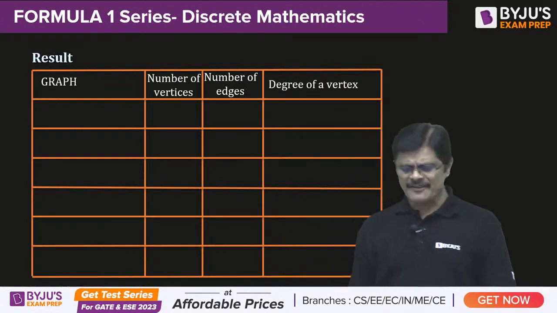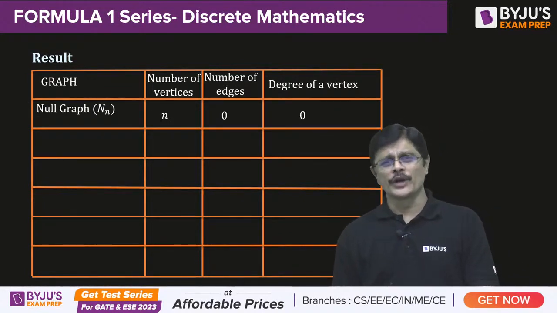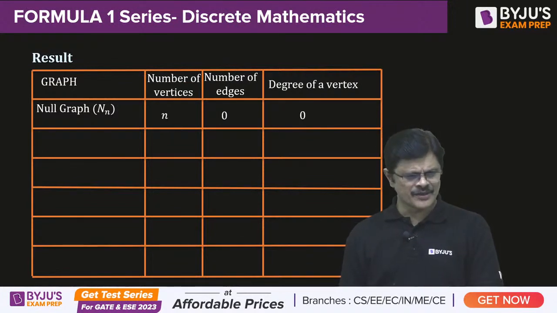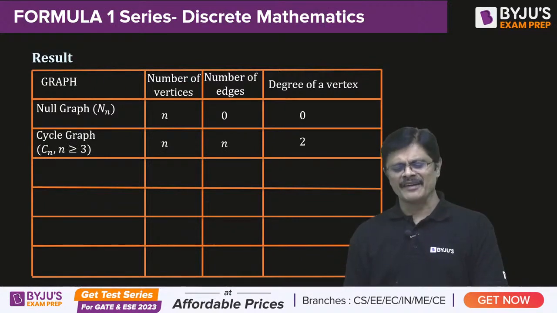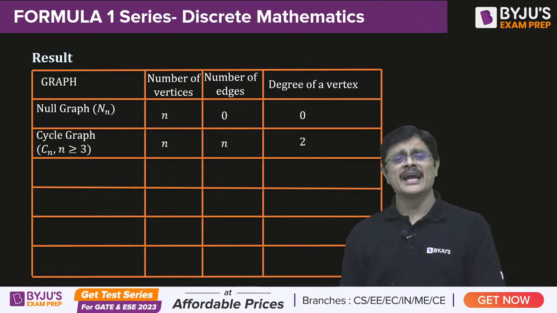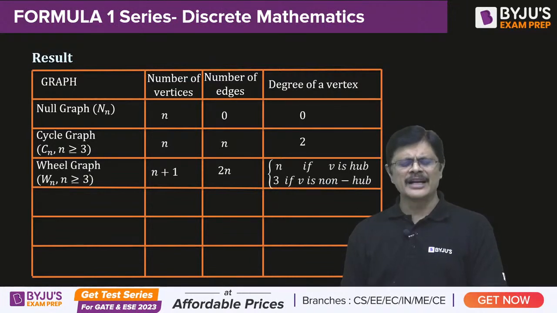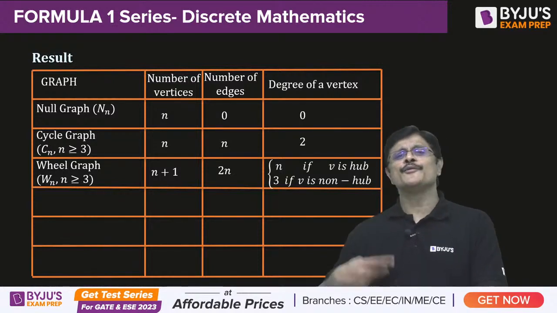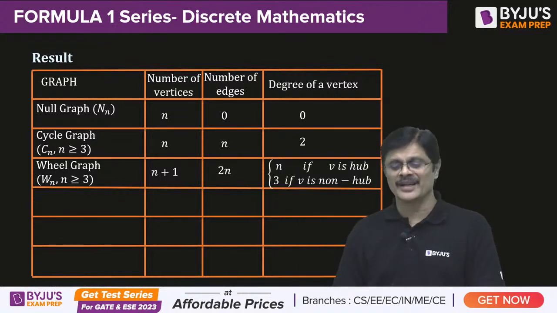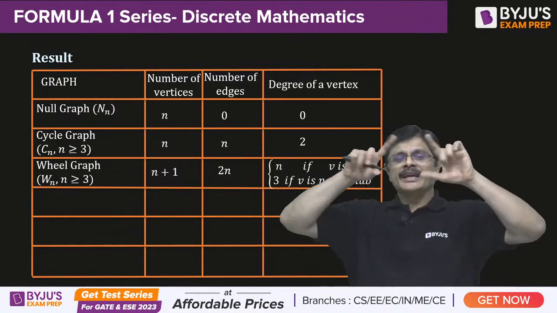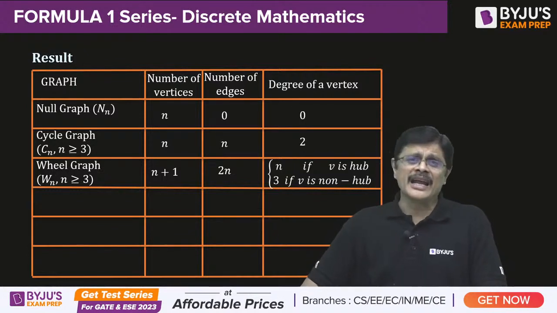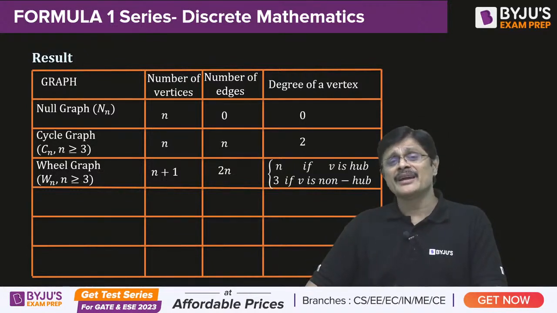So, the famous graphs and the story table. Null graph will have n vertices, 0 edges, and the degree of each vertex is 0. And cycle graph has n vertices, n edges, and the degree of every vertex is 2. Wheel graph, the Wn denotes the cycle number of vertices, sir. Wheel graph will have one extra vertex, n plus 1, and the number of edges will be 2n, because n in the cycle and n edges connected to the hub. Okay, and again the degree of the hub will be n, and the degree of non-hubs will be 3, my dear friends.